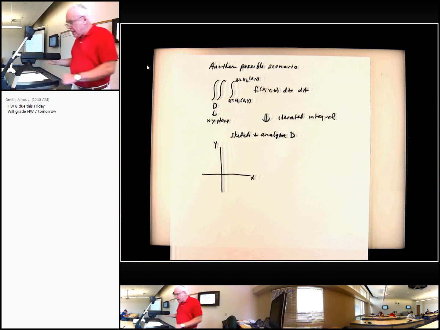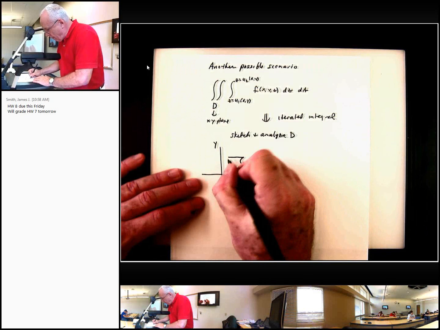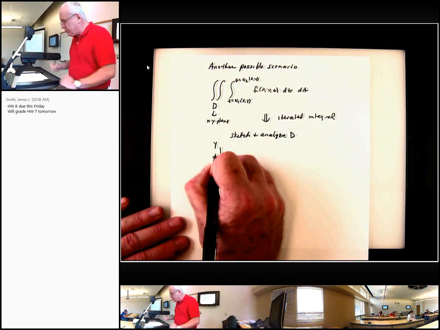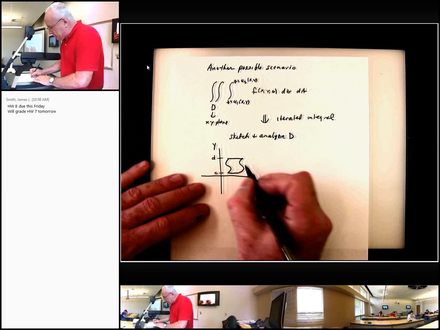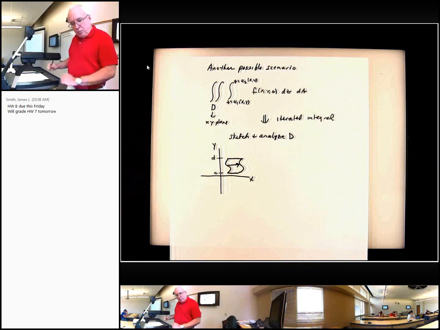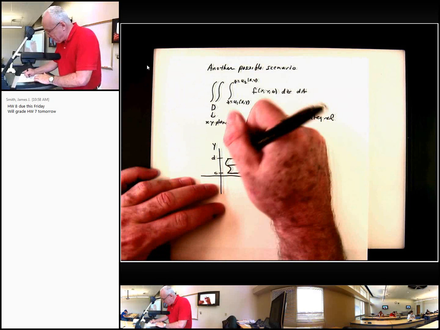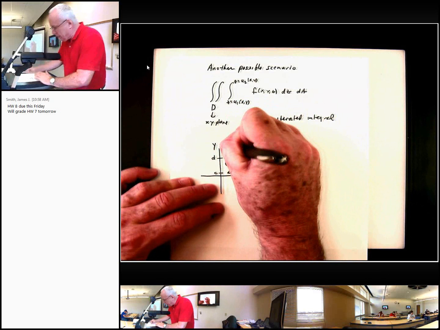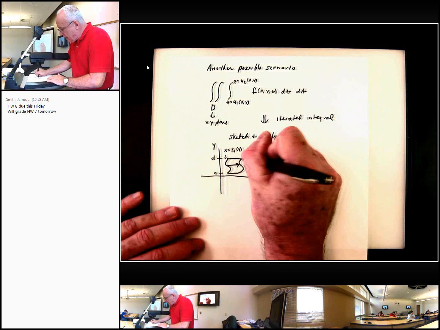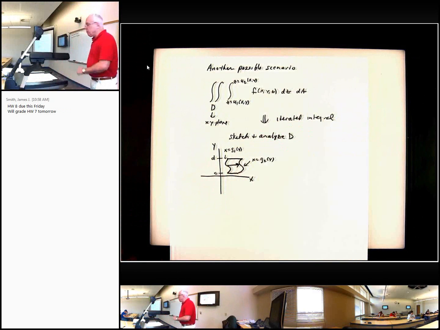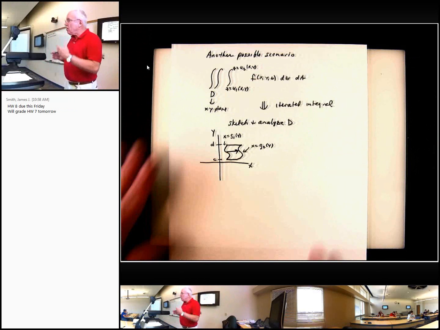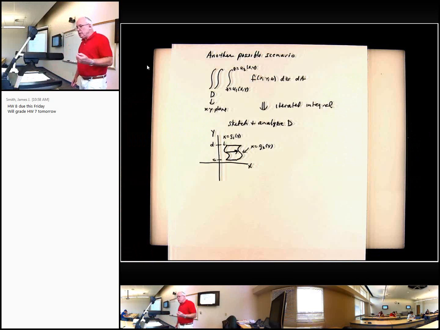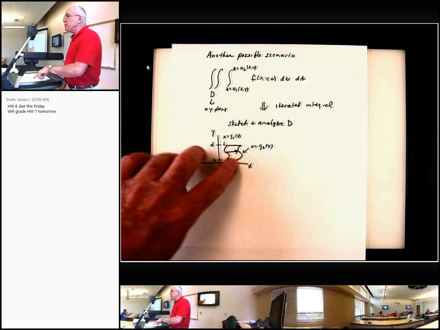Let's suppose that D now looks something like this, where y goes from a constant c to a constant d, and x goes from a smaller function of y, so this would be x equals g1 of y, a smaller function of y, up to x equals g2, a function of y with larger values. Okay, so now, since it is this way, when we do the D region, we're going to first integrate with respect to x.